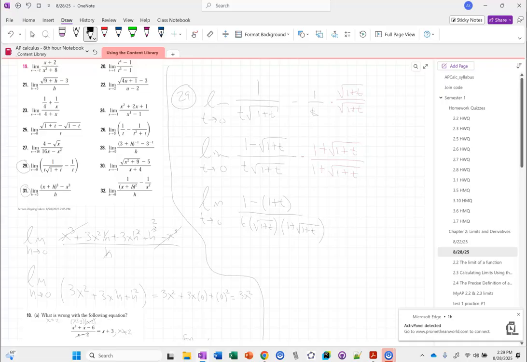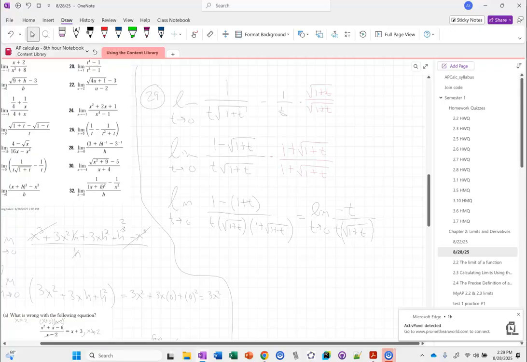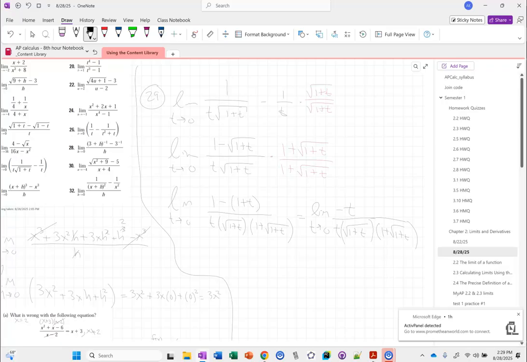If I distribute the negative in the numerator, I can combine the 1 and the negative 1, and I'm just left with negative t over. And now I notice I can reduce, right? Now that I've done a reducing, I was able to simplify and reduce something.